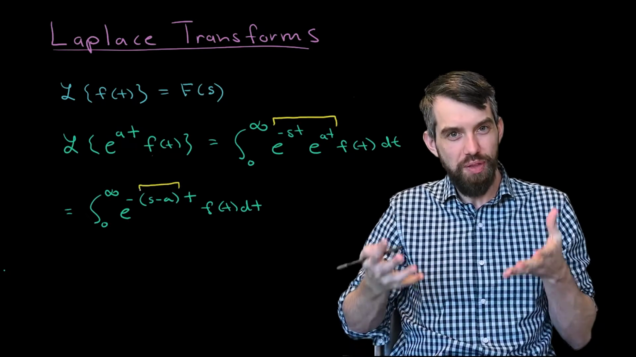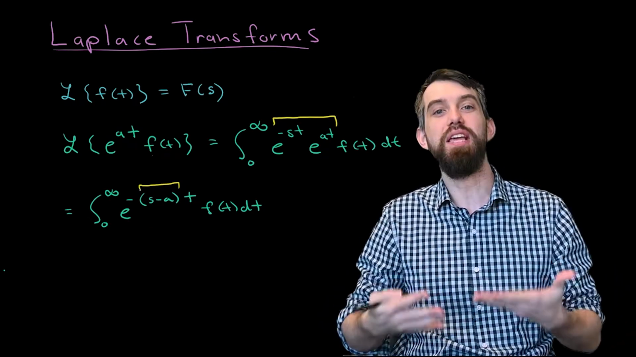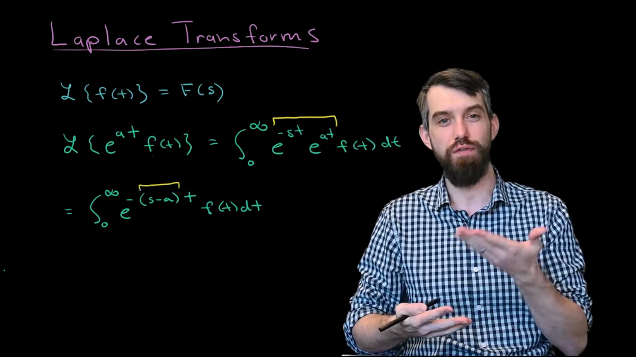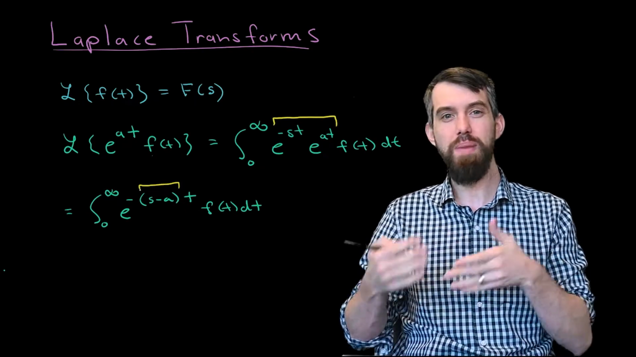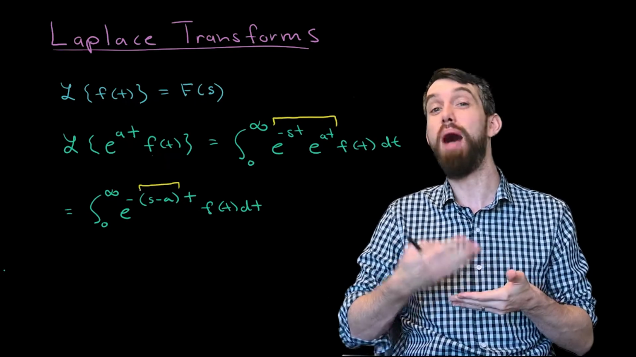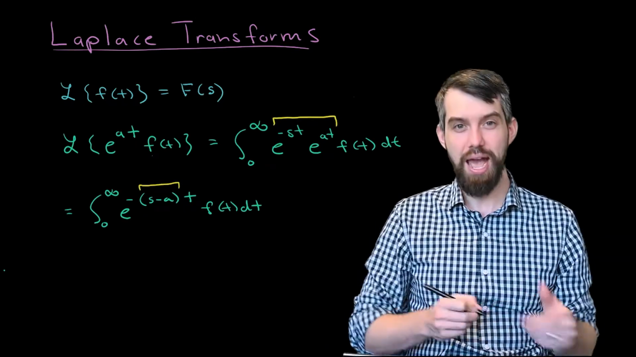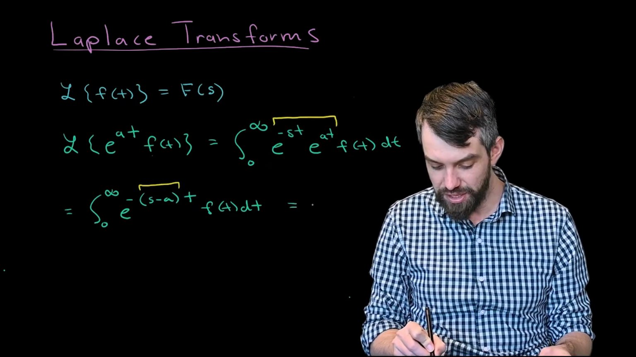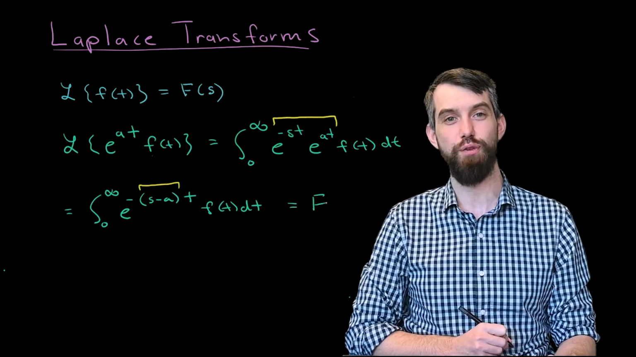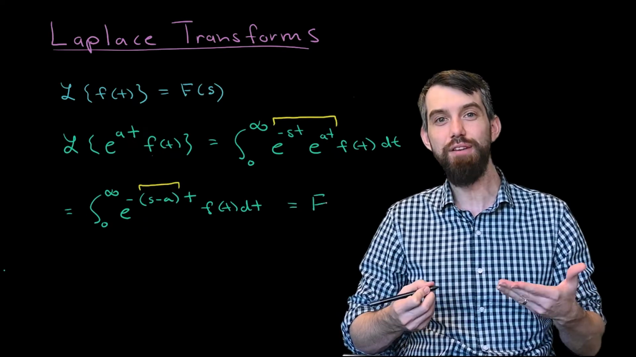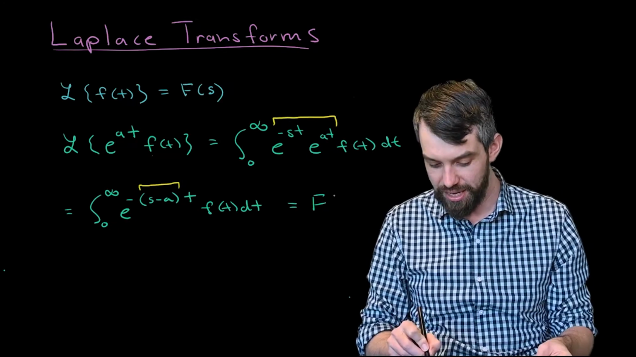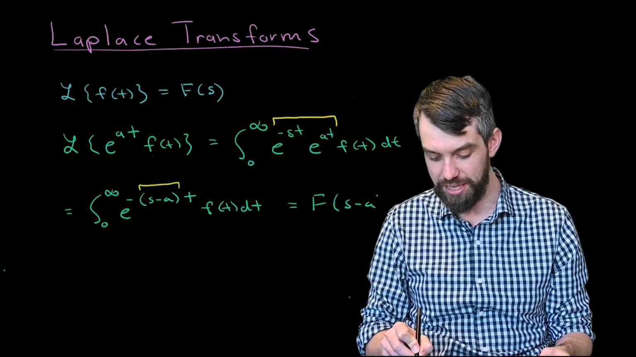And as a result, the expression that I have looks a lot like the Laplace transform of the original function f. The only major difference is that as opposed to having an e to the minus st, I have an e to the minus (s minus a)t. And as a result of this, what I have is just the normal Laplace transform, the capital F, but instead of F of s, it is now F of s minus a.